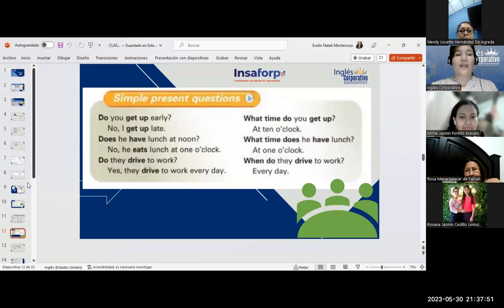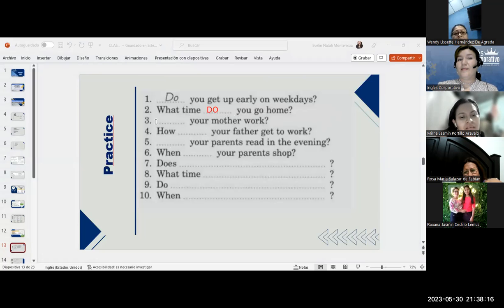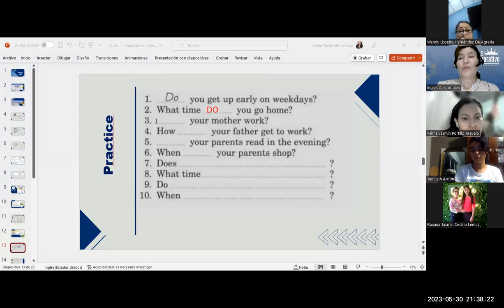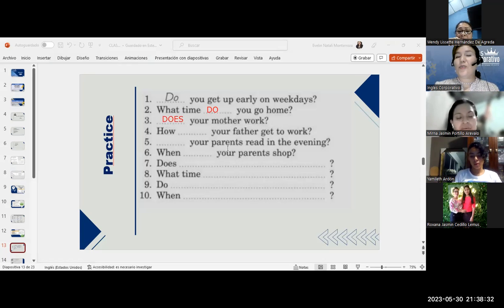Do you get up early? Do you get up early on weekends, on weekdays? How would you complement the next one? What time? ¿Cómo complementaríamos la siguiente oración? What time go home? At 10 o'clock. No. What time do you go home? Your mother work. Do your mother work? Okay. Ocupamos does with she. Does your mother work? Because it is she. Estamos hablando de tu mamá.